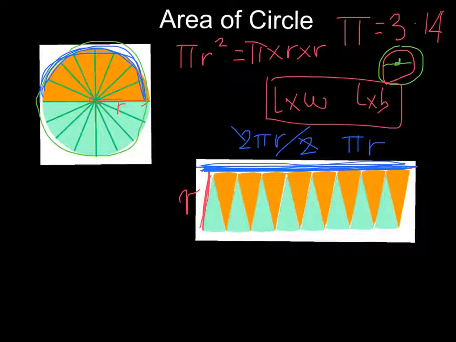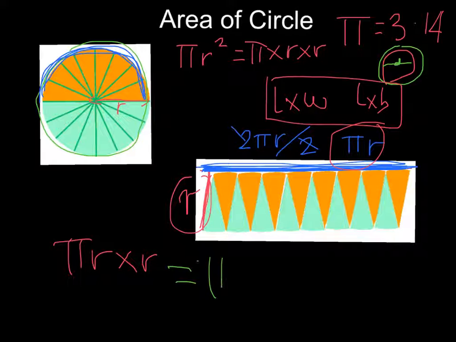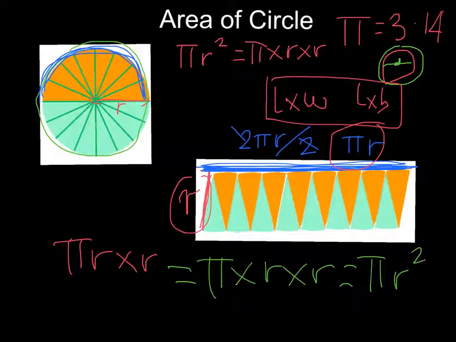If we then use this formula, length times width, we can find out the area of the circle. So our length is pi r, and times it by the width of another r. And now you'll notice that this matches our original formula, giving us the area of a circle being pi r squared.